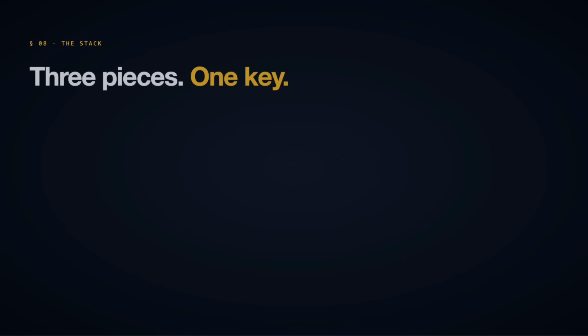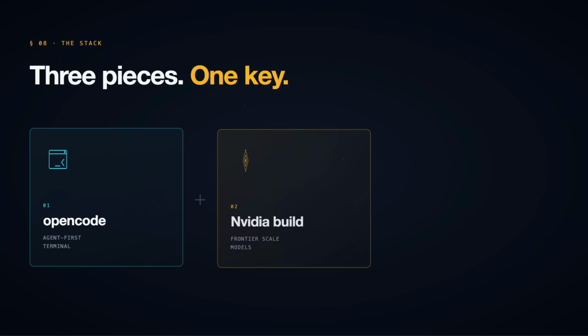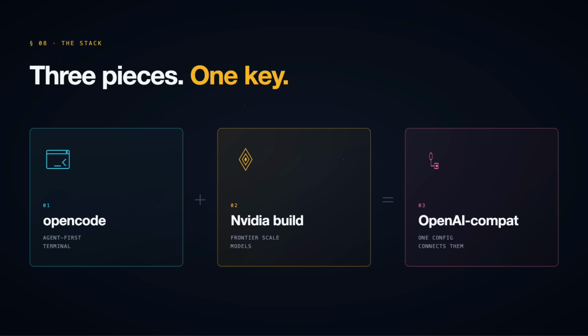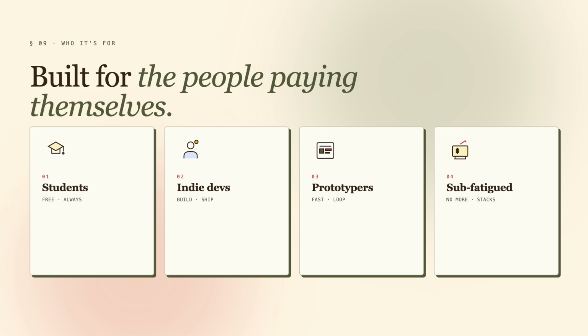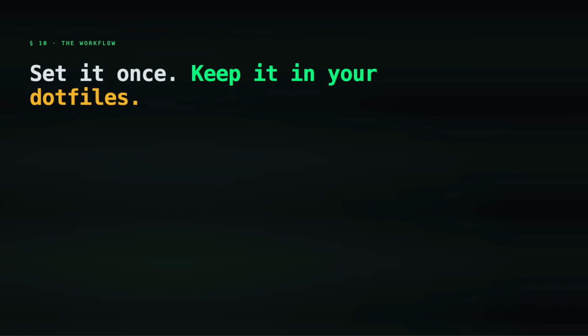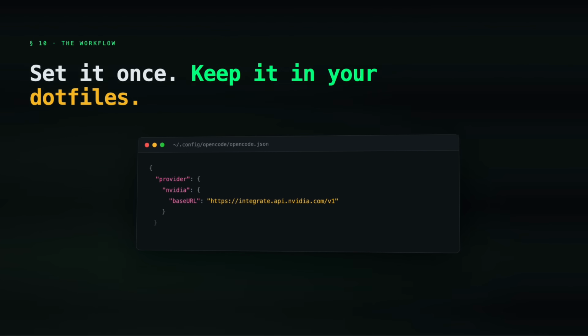OpenCode gives you a clean, fast, agent-first terminal experience. NVIDIA Build gives you frontier-scale models behind one API key, and the two connect through a simple OpenAI-compatible config. For students, indie devs, anyone prototyping a tool, or anyone tired of paying for a stack of separate model subscriptions, this is the kind of thing worth setting up once and keeping in your dot files.